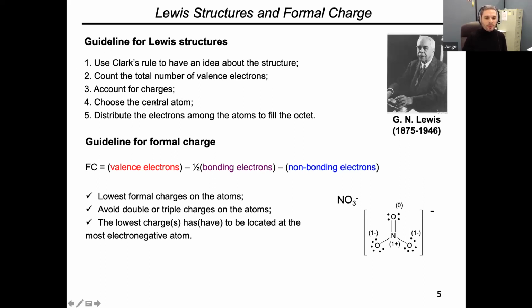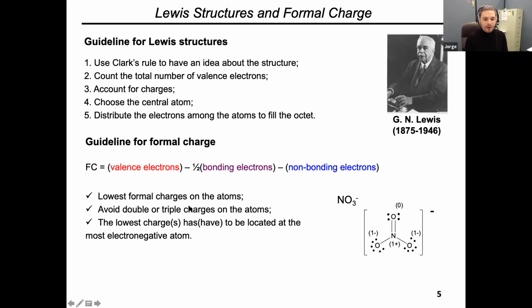The fourth step is to choose the central atom. The central atom is usually the largest element in the formula, okay? Usually the element with the lowest number and the less polar one. And once everything is done, now distribute the electrons among the atoms to fill the octet. Do not forget, if you have an atom from the third period or below, the octet can be expanded by using d orbitals. To confirm that the Lewis structure that you got is correct, you must calculate the formal charge for every atom in the structure.